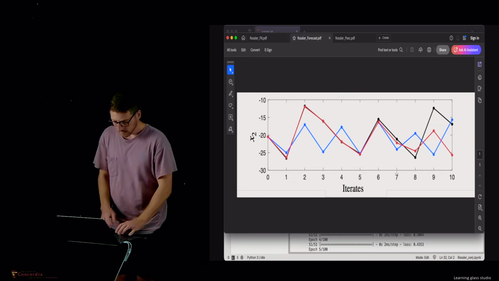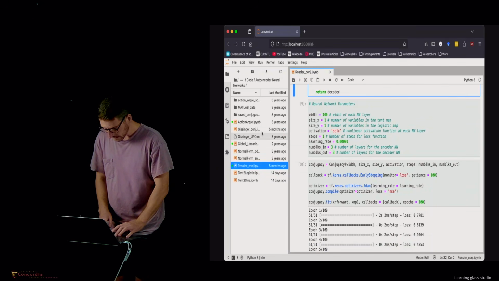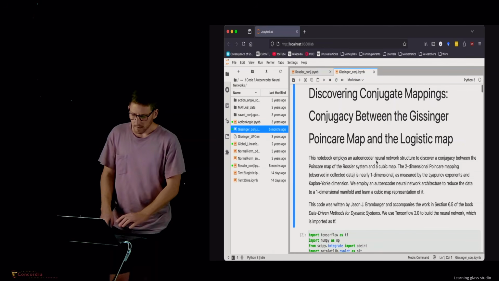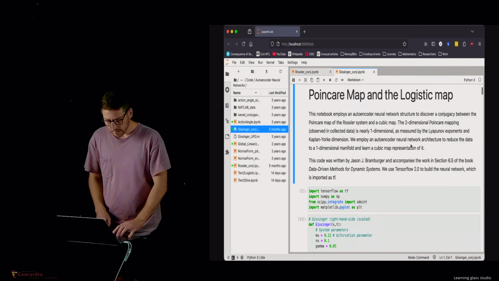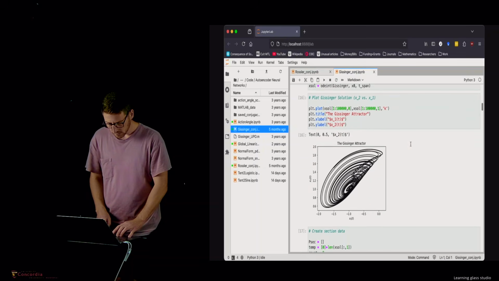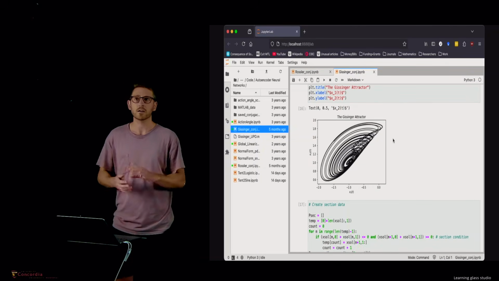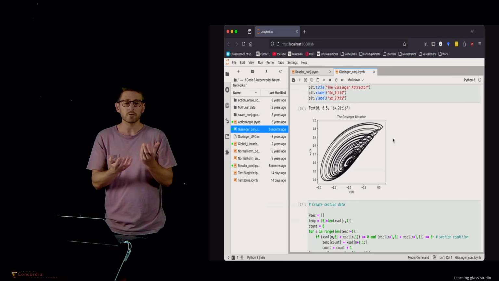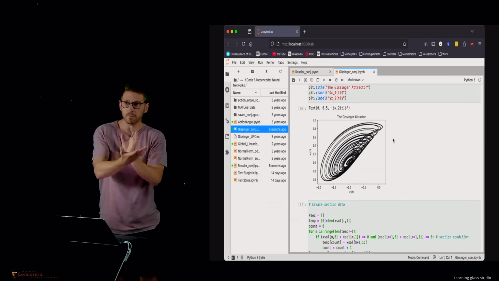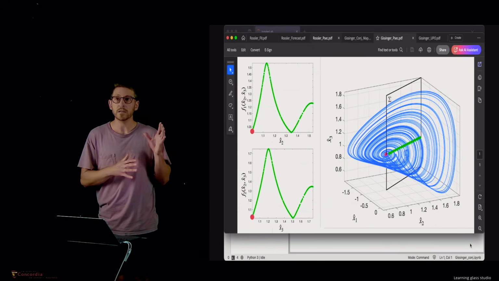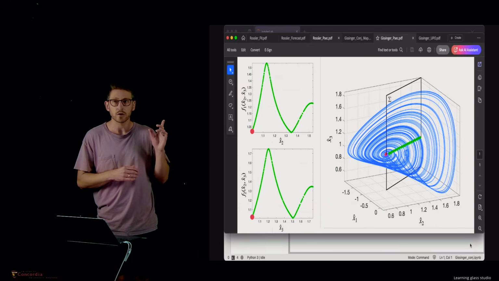Okay? Now let me show you one last example here. This one is slightly more complicated. This is the Gissinger system. So let me show you an example. Here, again, it's a 3D chaotic attractor. This one is much more complicated than the Rossler attractor. It has a lot more folding happening, you can see. So here is the full 3D Gissinger attractor in blue.